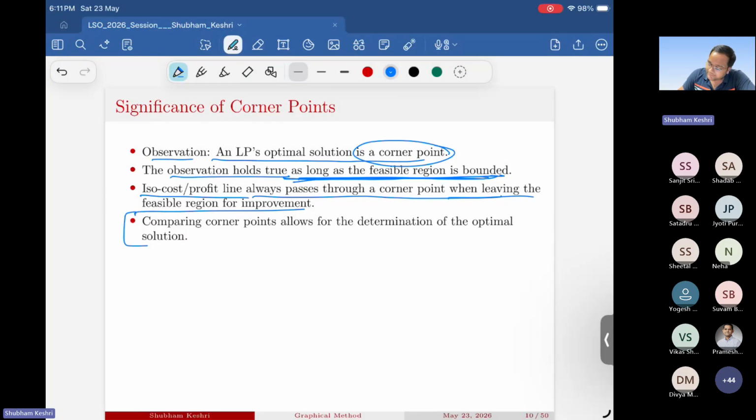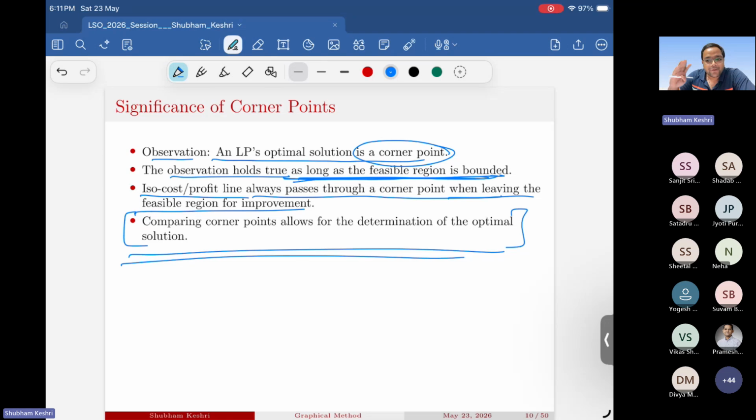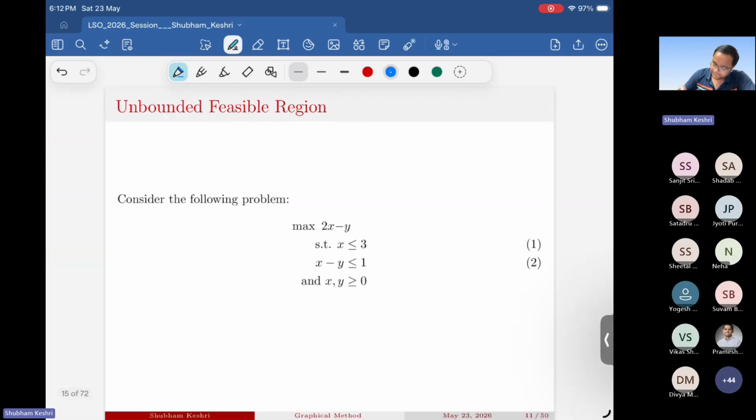And this algorithm, what is that algorithm? If your feasible region is bounded, you obtain the objective function value at each corner point, and one of those will be optimal. Okay, so this is a simple method of obtaining the optimal solution when your feasible region is bounded. Any questions?